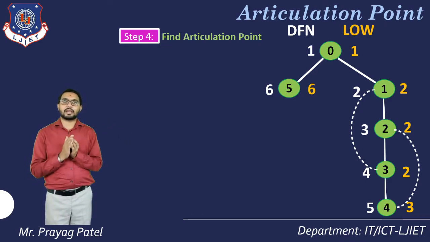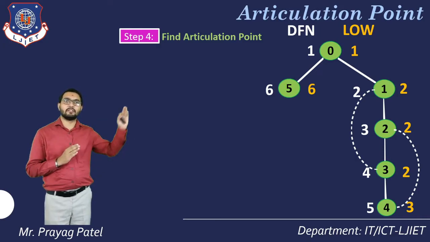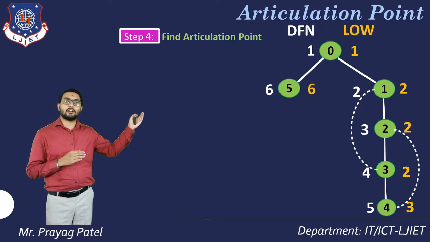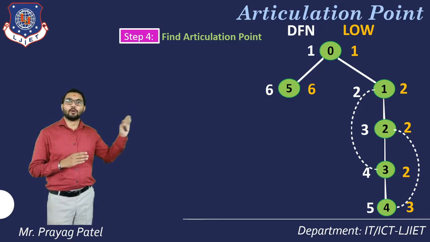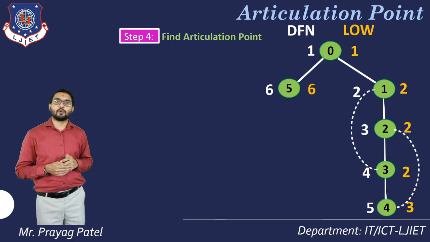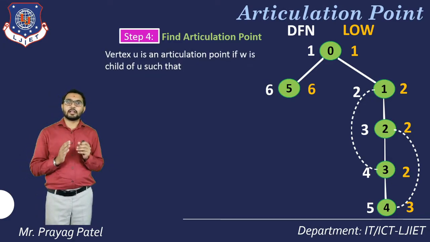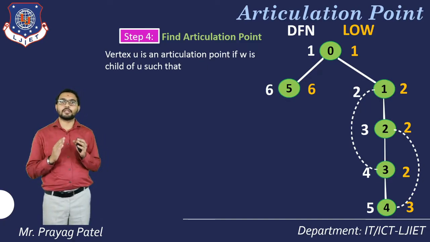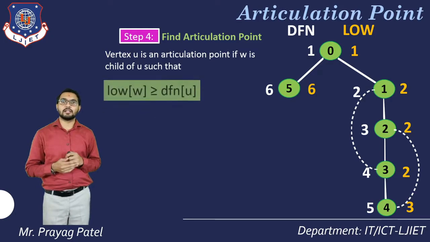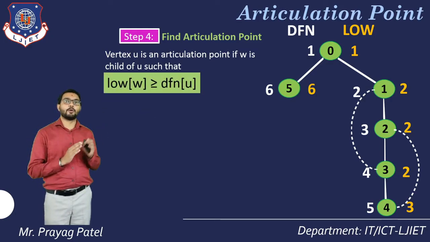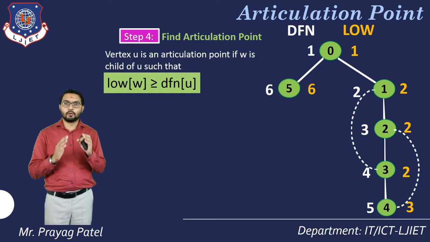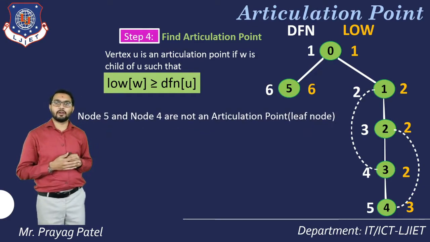In this tree, on the left side, in white color, is the DFN number. In yellow color, on the right side of each node, is the low number. Now find the articulation points for this graph. Vertex U is an articulation point if W is a child of U such that low of W is greater than or equal to DFN of U. Here U is your node and W is a child of node U. So consider the nodes one by one.